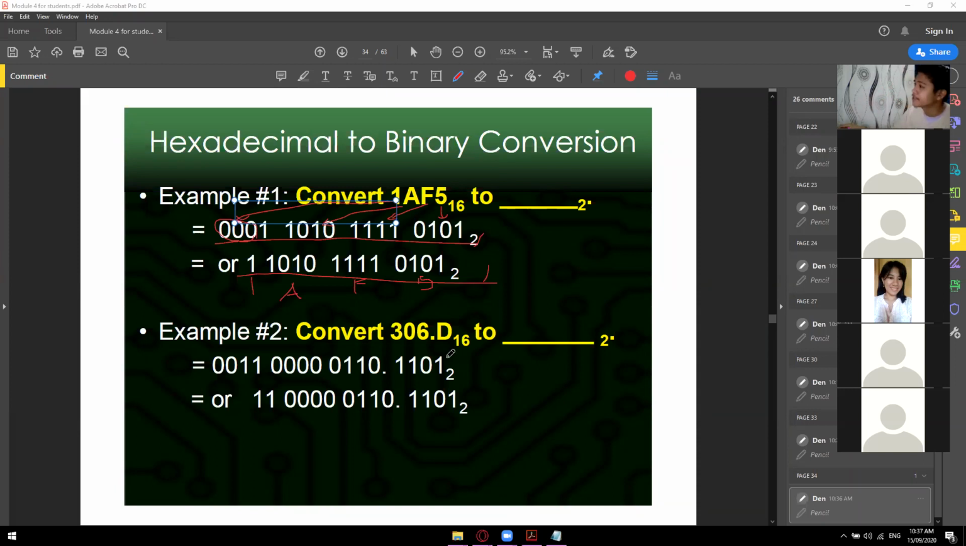Okay? So pag 13, kailangan nyo ng 8, 4, saka 1. So 8, 4, and then 1. Ito na yung letter D natin. And then pag 6, kailangan natin ng 4 at 2. So 4 and then 2, having a 6. And then 0, so 0 lang lahat. And then 3, kailangan natin ng 2 at 1. Okay, 2 and then 1. So pwedeng ito na yung final answer nyo, or kung gusto nyo i-simplify, tanggalin nyo lang yung 0. Ito na yun. Okay?